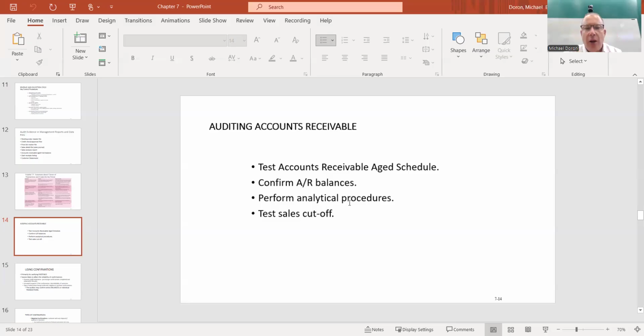Okay, so we're going to talk all about that, confirming accounts receivable balances. You're going to do analytical procedures, like we've already learned. That's looking for consistency year to year in allowance for doubtful accounts. And you're going to test sales cutoff, which we've been learning.